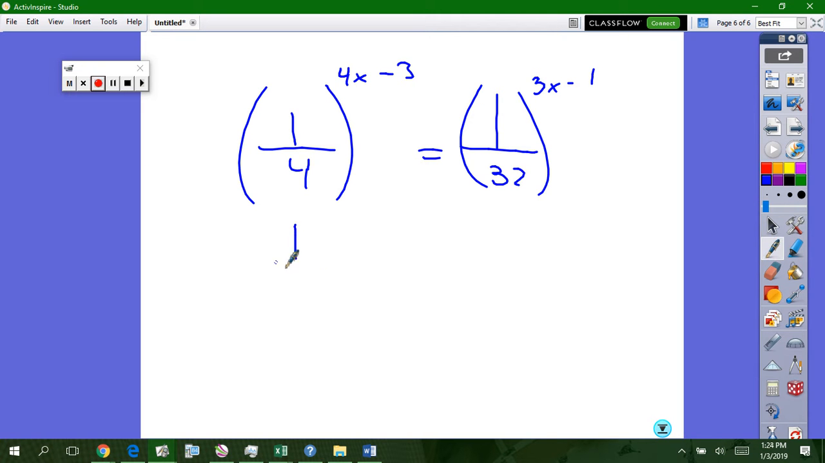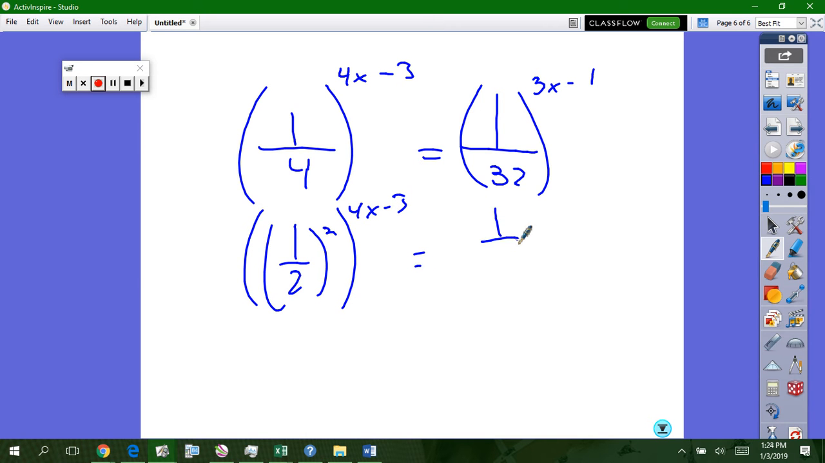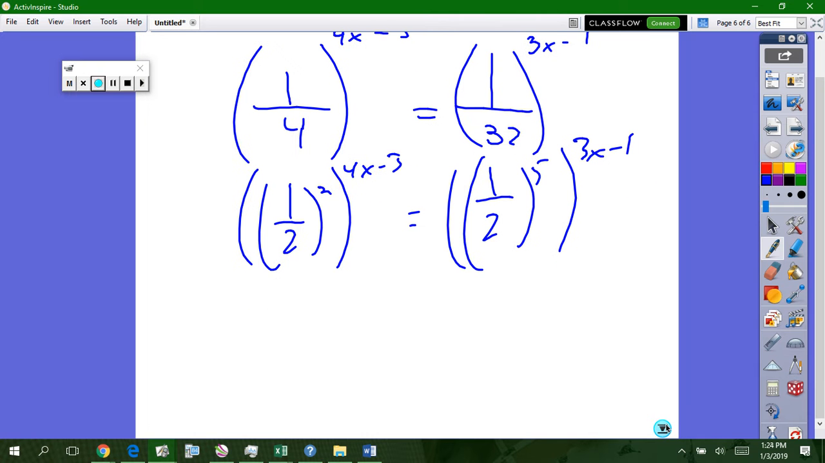This is 1 half squared to the 4x minus 3. Yep, that's right. This is 1 half to the 5. Everybody with me there? You see how they're the same base and both a half of their base? Okay.